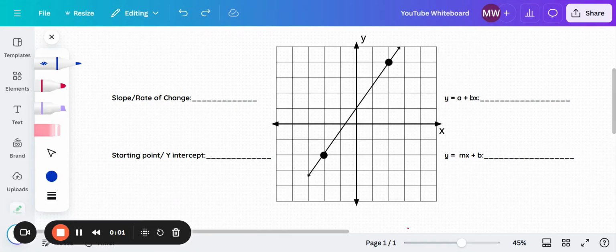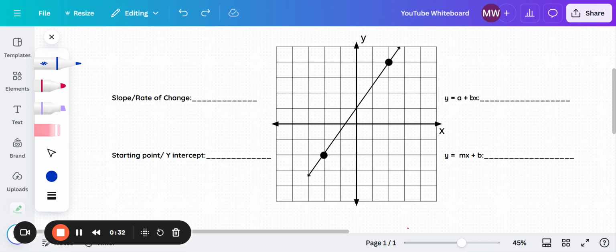In this video, we're going to practice writing a y-equals equation for a linear graph. So we have to find two things in order to write our y-equals equation. We have to figure out the slope or rate of change, and we have to figure out the starting point or the y-intercept. We could write our equation in two different formats. We can either use y equals a plus bx, or we can use y equals mx plus b. So we'll practice writing them in both formats.